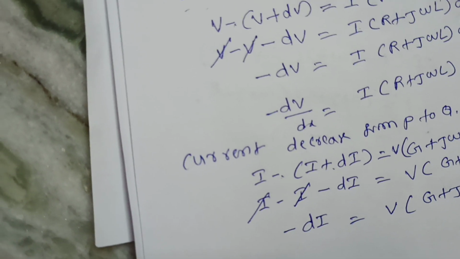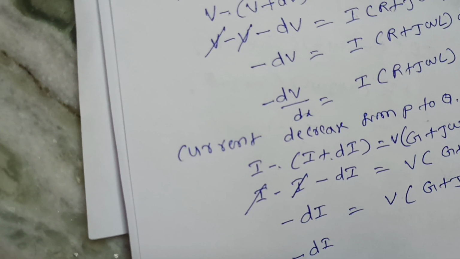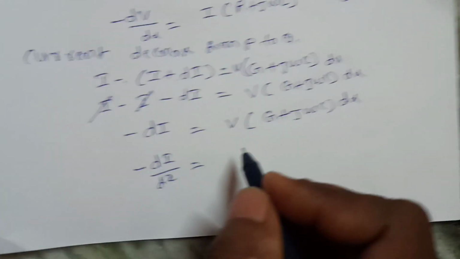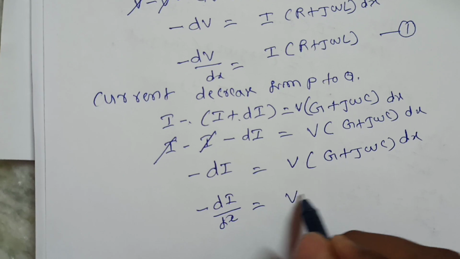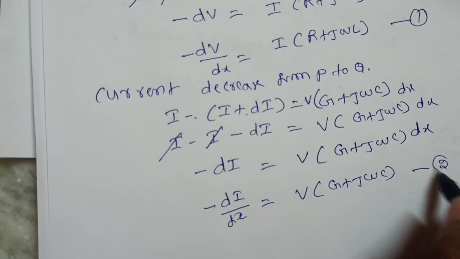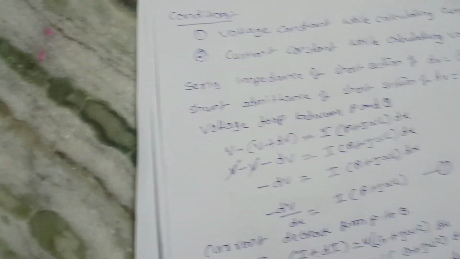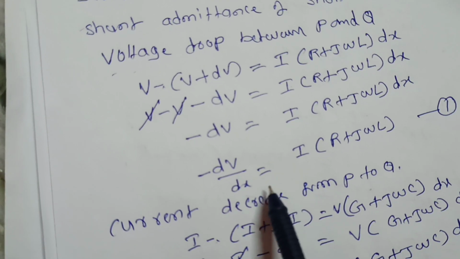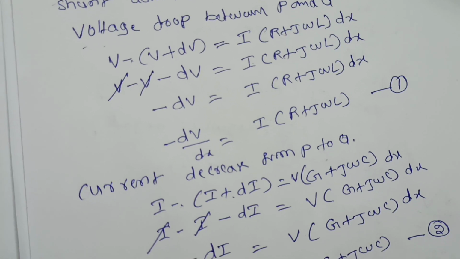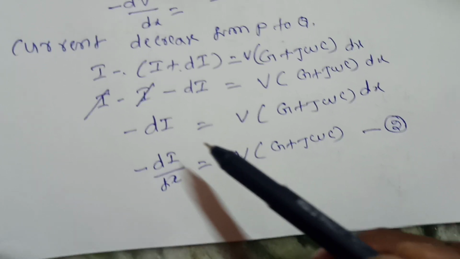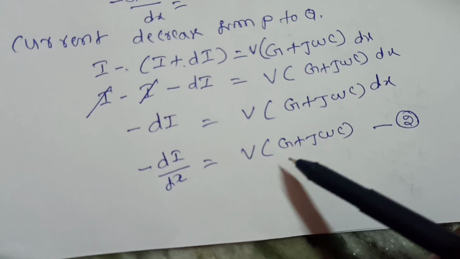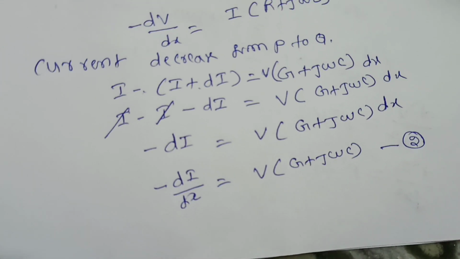Dx is taken to this side. Then minus dI by dx is equal to V times (G plus j omega C). This is equation 2. So minus dV by dx is equal to I times (R plus j omega L), this is equation 1, and minus dI by dx is equal to V times (G plus j omega C), this is equation 2.